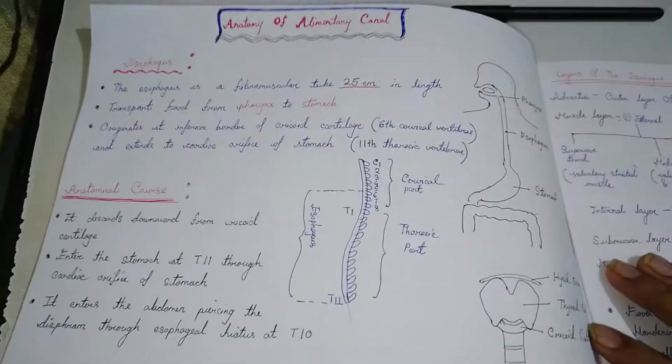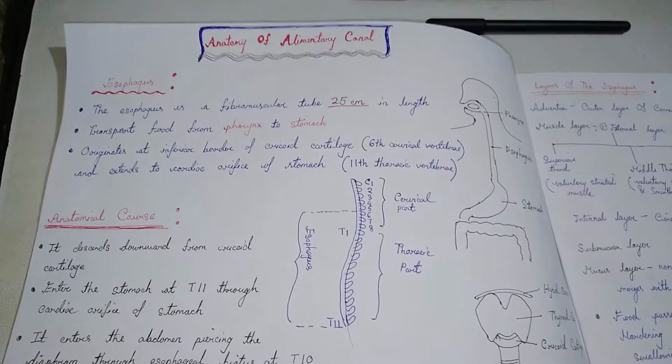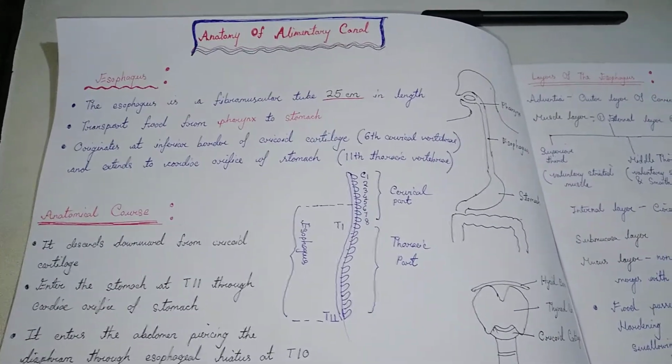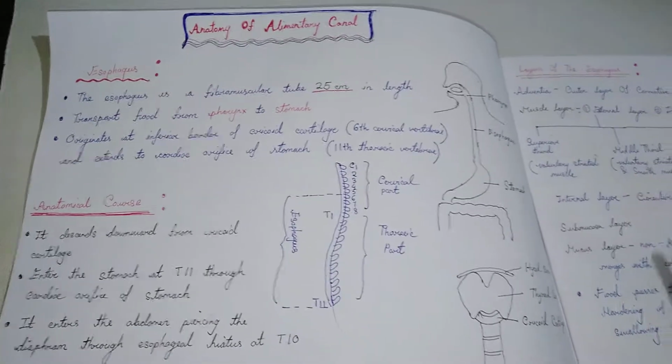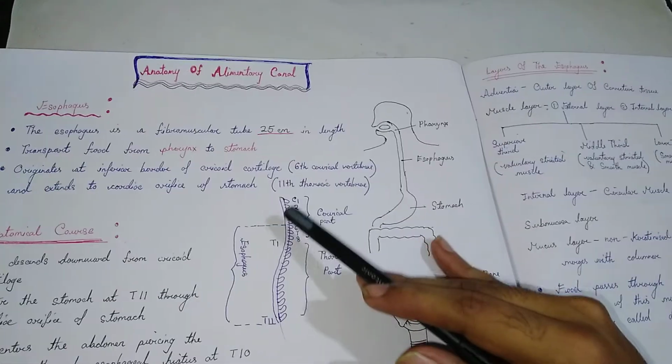Anatomy of the alimentary canal. So there are many organs which are present in the alimentary canal, and we will start off with the esophagus. So what is an esophagus?